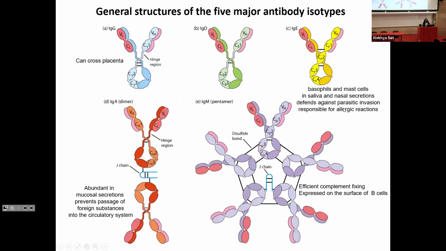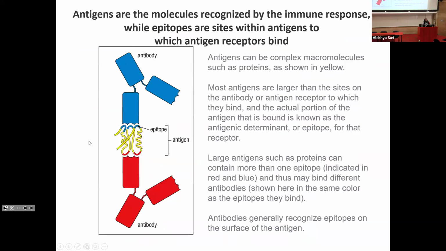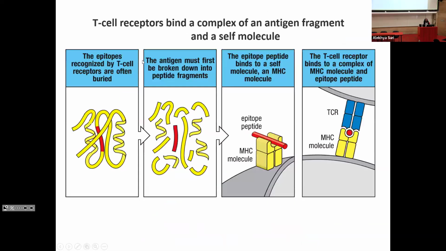So here you needed the intact antigen. If the antigen is degraded, B cells will not bind, because as you can see, the epitope is formed by different regions within this antigen. It's not contiguous, it's not linear, right? Whereas in the T cell, these are linear epitopes that arise from the broken down or degraded protein.